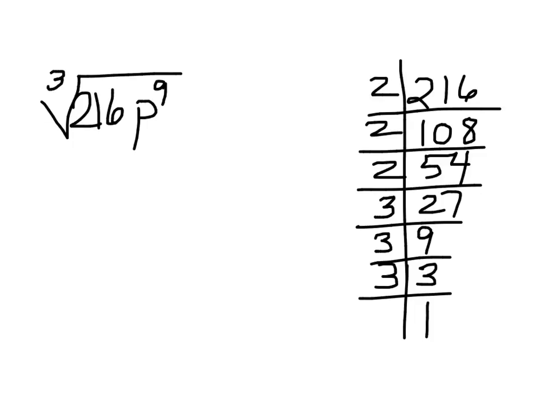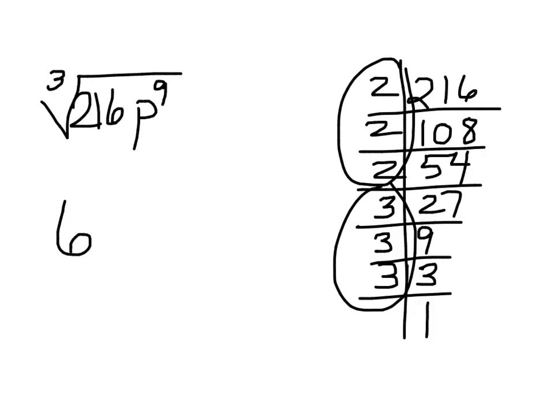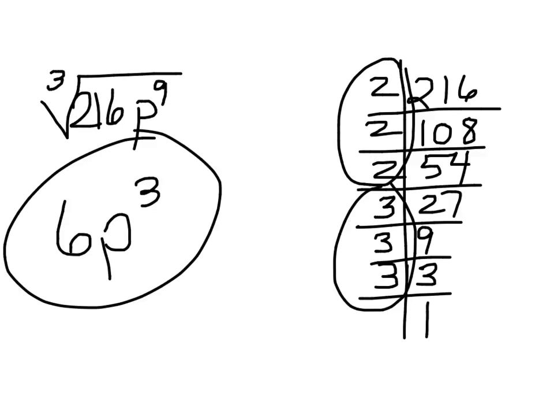Do I have 3 of somethings? I got 3 2s. Do I have 3 of something else? 3 3s. So if I have 3 2s and I have 3 3s, what does 2 times 3 make? 6. Now as far as the letters are concerned, I have 9 fingers showing out right now. How many groups of 3 can I make with 9? 3. Any leftovers? No. Done.